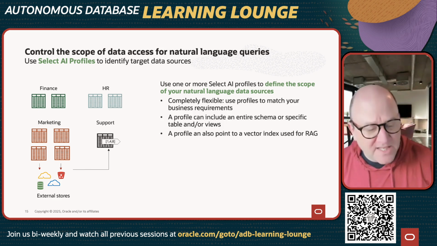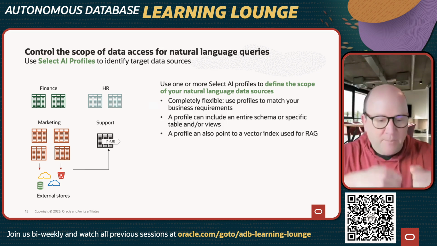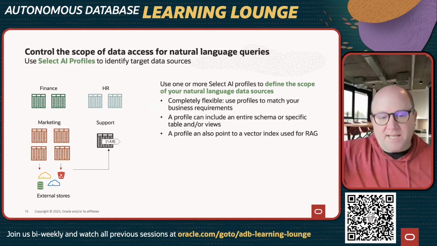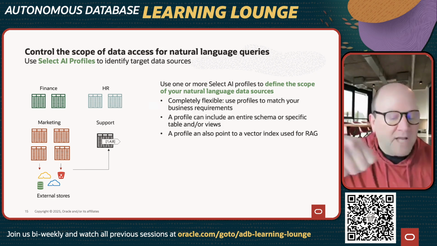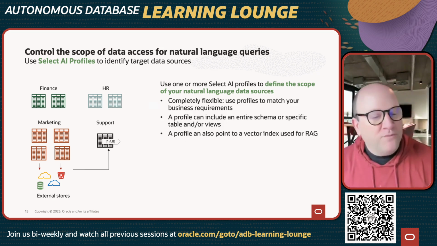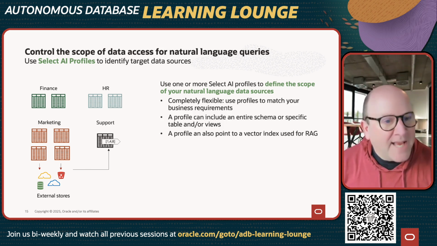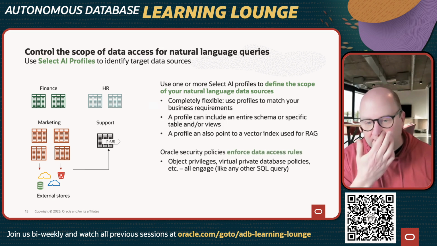Now, when we looked at that support site, we actually created what's called a vector index. We vectorized that. We had a process where we created a pipeline to capture that information, create these vectors, and then support natural language. So a profile can point to a series of tables. It can point to a vector. You decide how you want to deploy it based on your business needs.